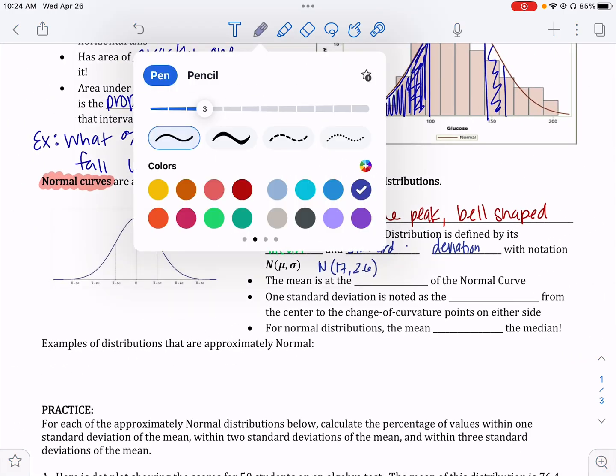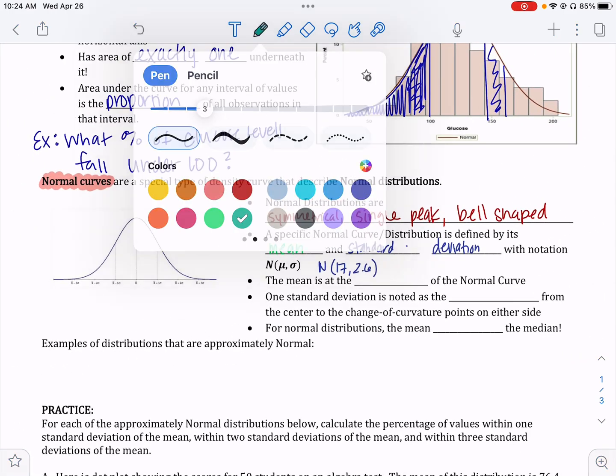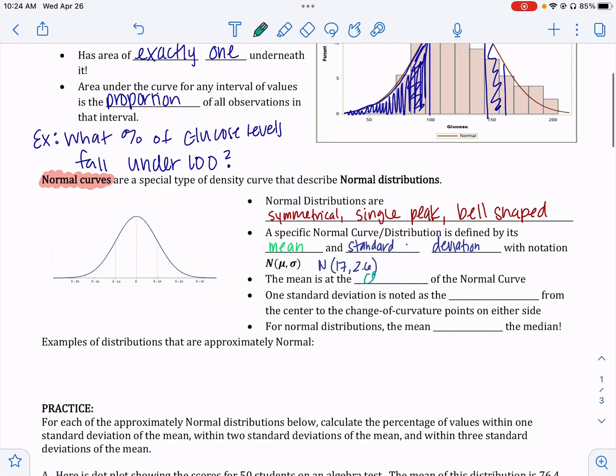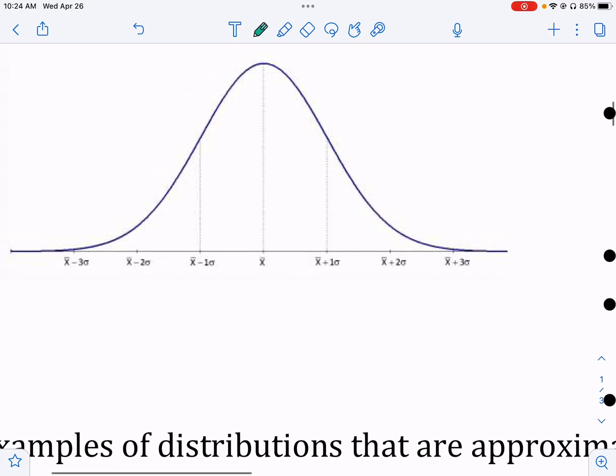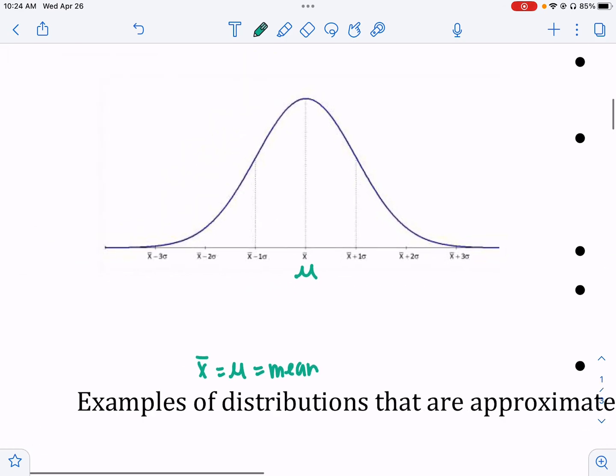So for a normal curve, what is always, always, always going to happen is that the mean is always going to be at the center of the normal curve. So if we zoom in, here we're using x, but x with a bar is the same thing as mu. That just means the mean. And notice that it is right here at the center. So that is where you're always going to find your mean, smack dab in the center. These kind of cutoffs then are based on the standard deviation.